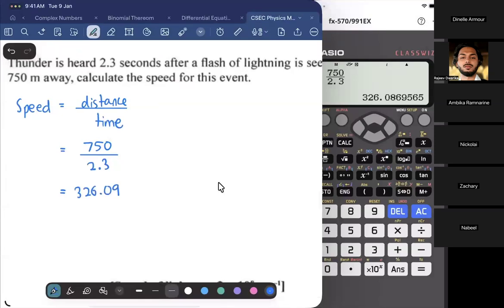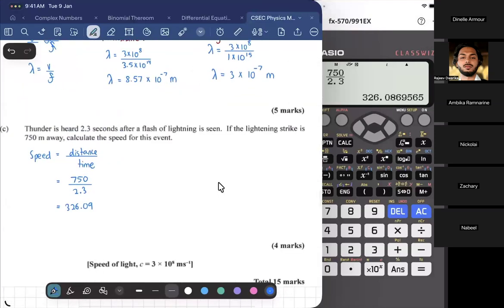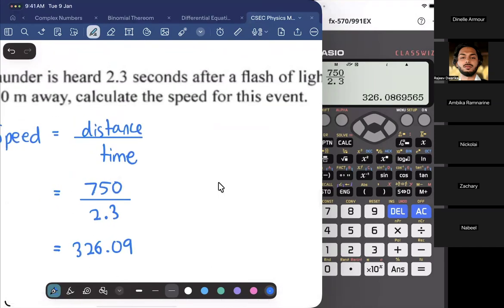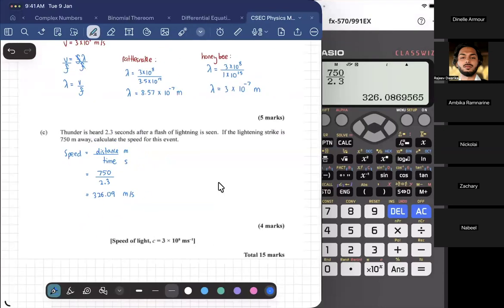And speed is measured in what? What is speed in physics measured in? So it's distance over time. What do we measure distance in physics? Distance is measured in meters and time is in seconds. So meters per second. Meters per second is your final unit. Great. And that's the answer.